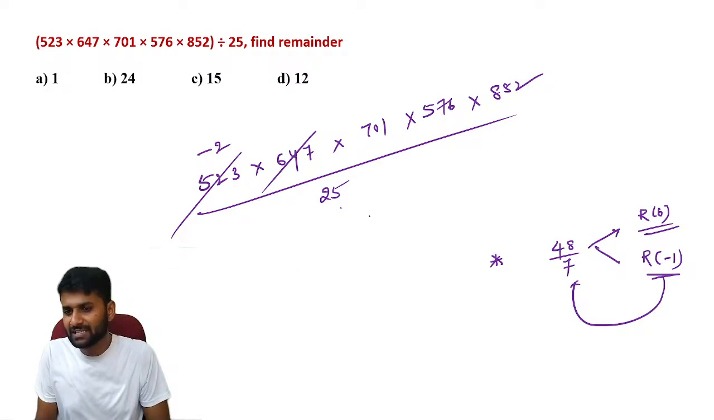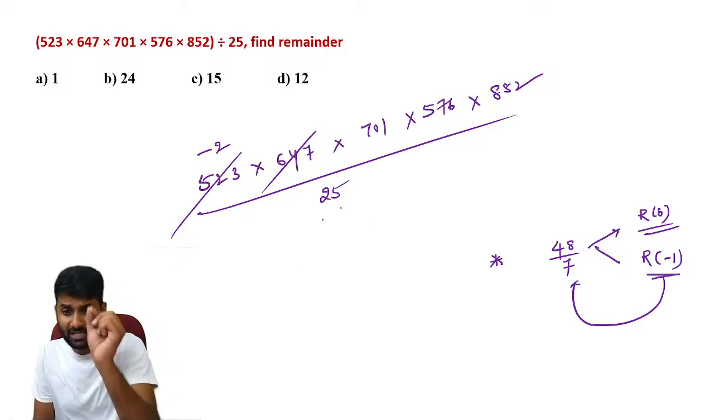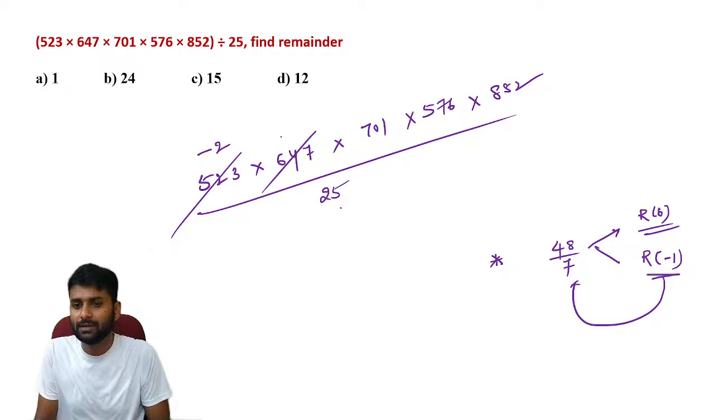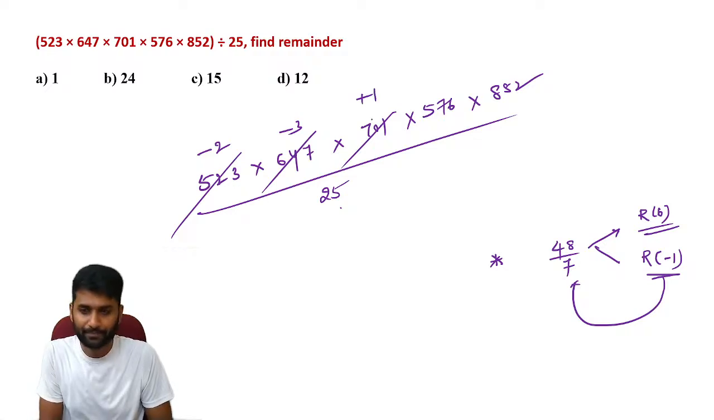If 647 is divided by 25, then 47 is the positive remainder. For a better number, take minus 3 as the negative remainder. If 701 is divided by 25, the positive remainder is 1. If 576 is divided by 25, the positive remainder is 1. If 852 is divided by 25, the remainder is plus 2.